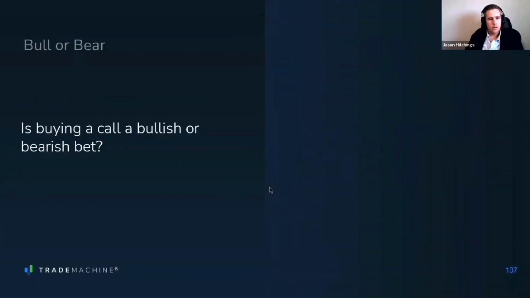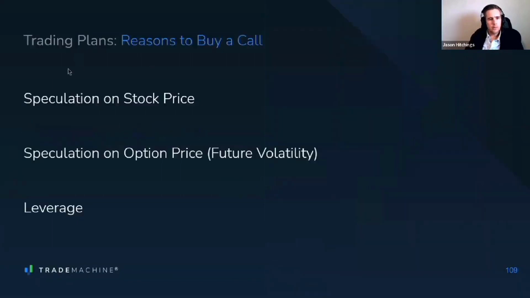Okay, so let's talk about some reasons to buy the call. So you can speculate on the stock price, meaning you can hope that the stock price goes up. You can also speculate on the options price, or essentially hope that the assumptions that the market is making about the amount of volatility in the stock will go up. We're just going to touch on this very briefly today, because it's a big topic that we'll hit on later. And a third reason to own a call option is you can get some leverage, kind of like buying on margin.